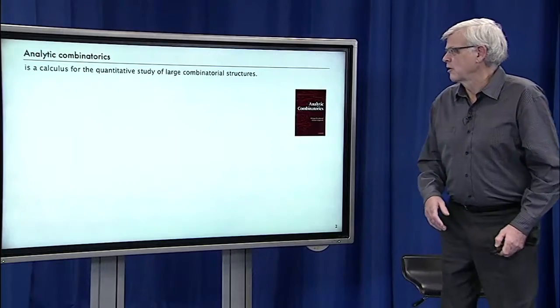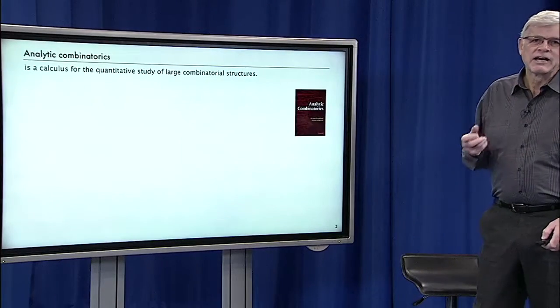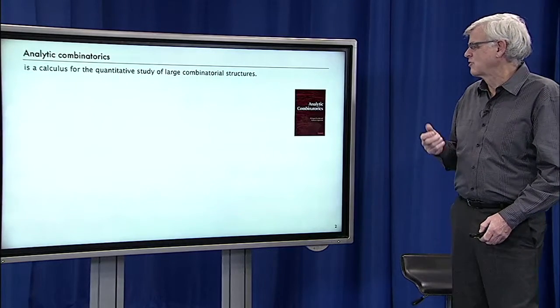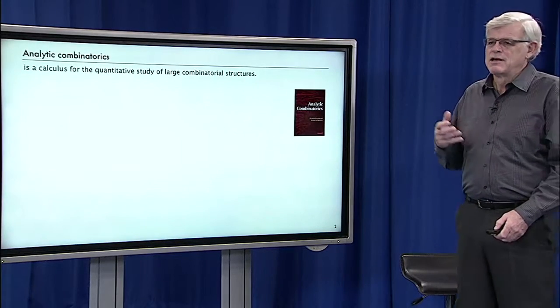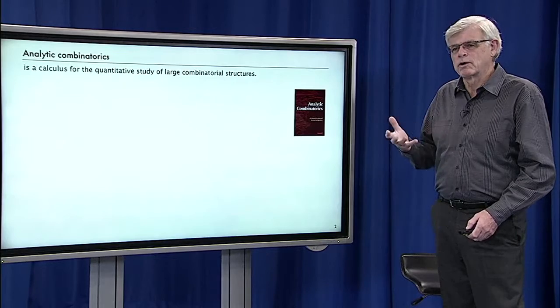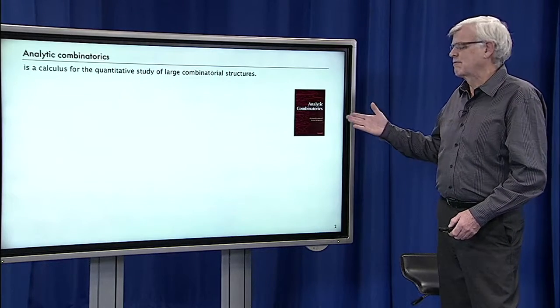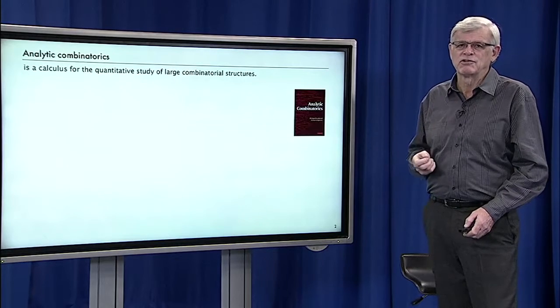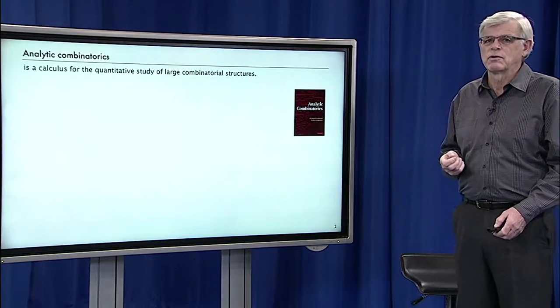And I hope by the end of this lecture you'll have a pretty good idea of what analytic combinatorics actually is. We'll just start with a brief overview. Analytic combinatorics is a calculus for the quantitative study of large combinatorial structures. And most of the work behind analytic combinatorics is set forth in our book, Analytic Combinatorics, that'll be the basis for part 2 of this course.